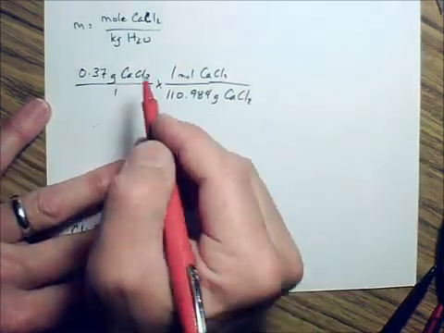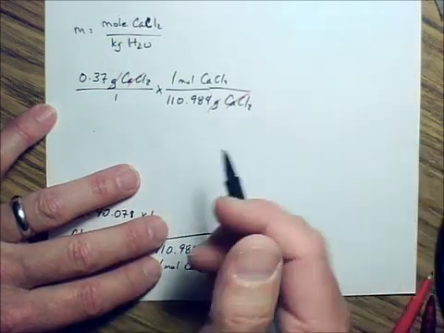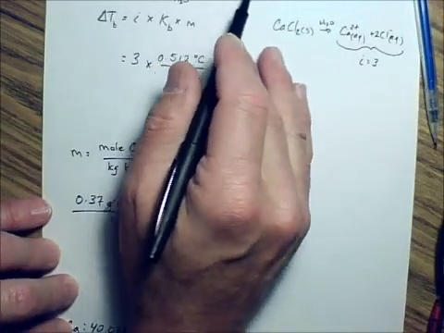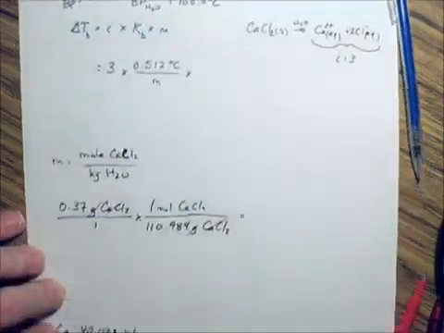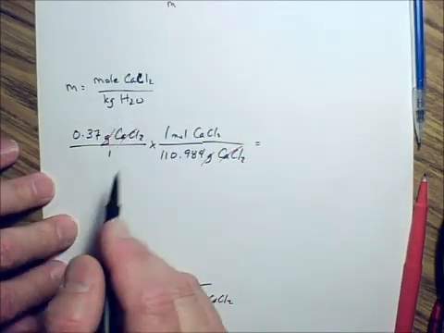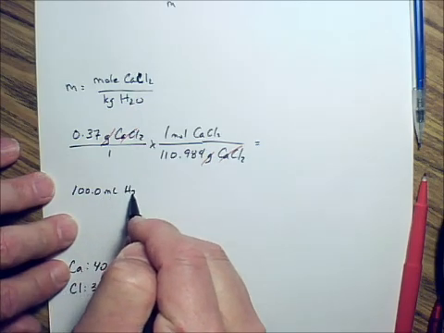All right. So cancel grams and calcium chloride, and that's how we're going to find the moles. Now we have 100 milliliters of water. We need to convert that into kilograms, because that's what we need on the bottom, kilograms of water. So we've got 100.0 milliliters of water.